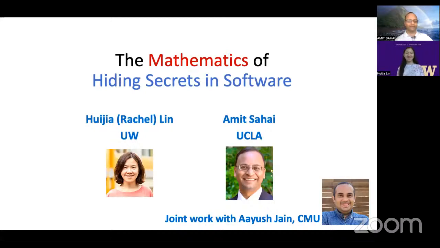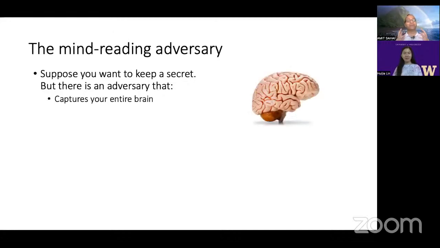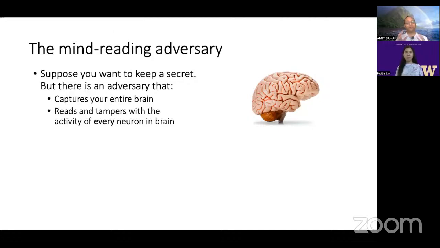So before we get into that, let's take a step back and just think about what this problem means in a little more personal way. So suppose that it was you who wanted to keep a secret. But unfortunately for you, there's an adversary that has captured your entire brain and knows everything about your brain, knows where every neuron is, knows exactly what's going on. And unfortunately for you, this adversary can read and tamper with every single neuron in your brain. And in fact, it can do so while you are thinking about the secret that you want to protect.